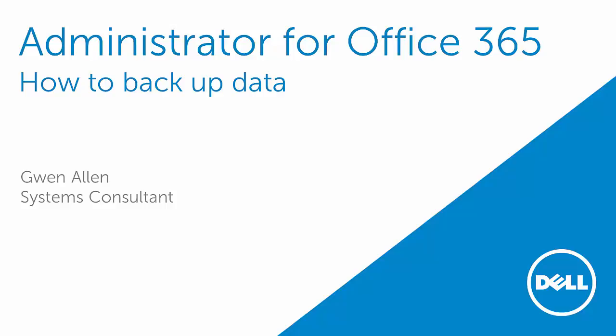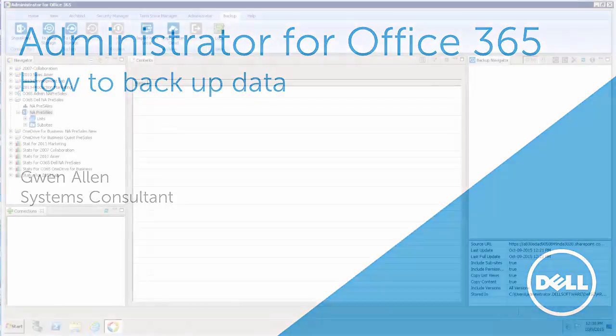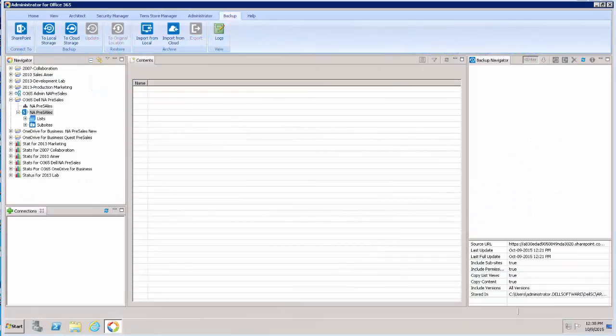Welcome to this short video on how to back up data using Dell Administrator for Office 365. After launching the program, connect to the SharePoint Site Collection site or OneDrive that you want to back up. In this example, we will be backing up an Office 365 SharePoint site collection called NA Presales.